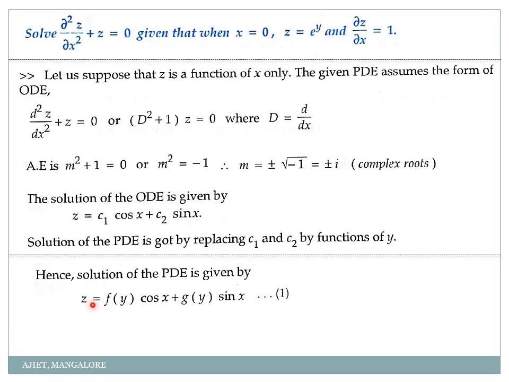So what I need now is to differentiate this z with respect to x so that I'll get dou z by dou x. Then I can substitute my second condition. Okay.